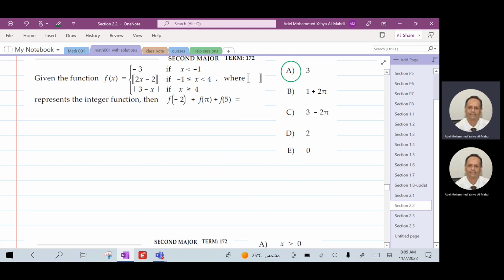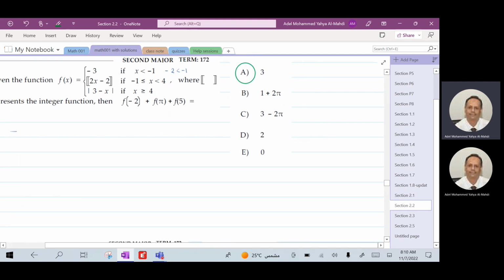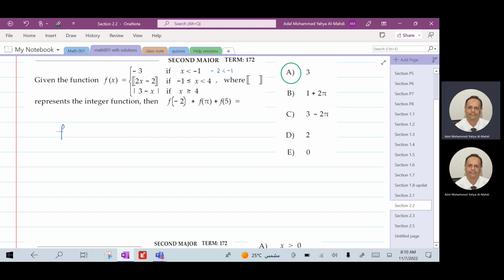This question also gives us a piecewise function. We need f at -2, f at pi, and f at 5. First, where is -2? -2 is here. -2 is less than -1. Then f at -2 is only -3.